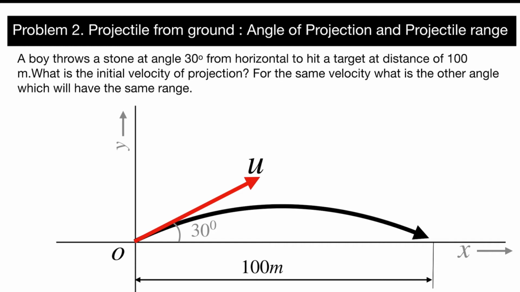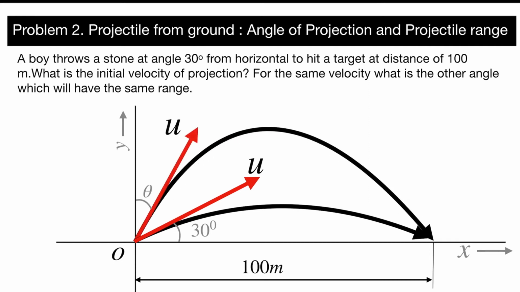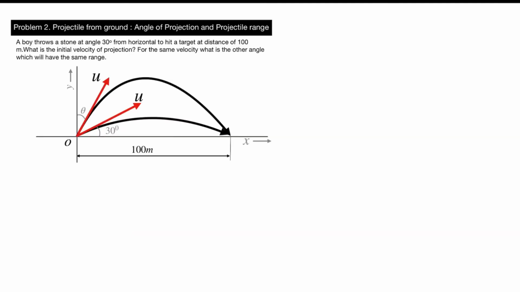Now for the same velocity, what is the other angle which will have the same range of 100 meter? So we have to find out the theta from horizontal or from the vertical y-axis as shown in this figure. Here the given information is the angle of projection theta is equal to 30 degree. Range of the projectile is 100 meter. And we have to find out the initial projectile velocity.